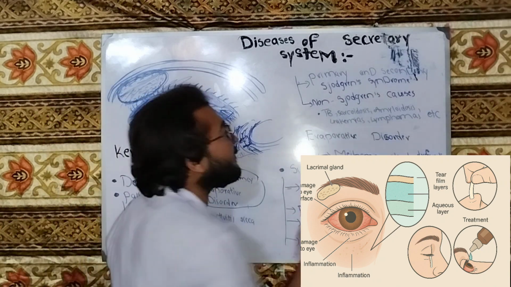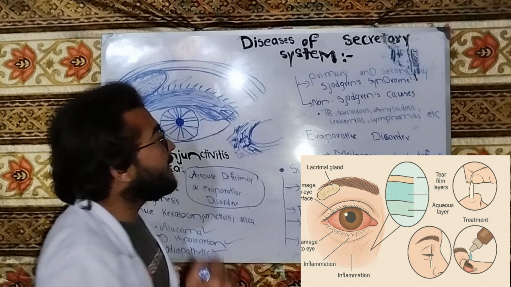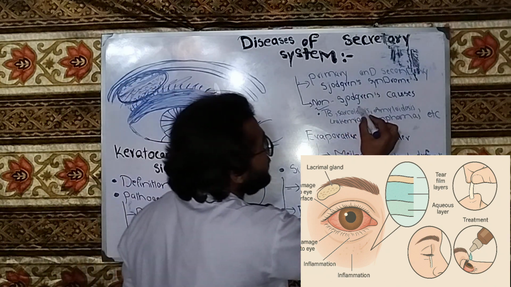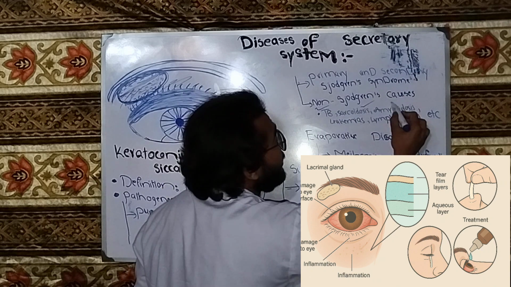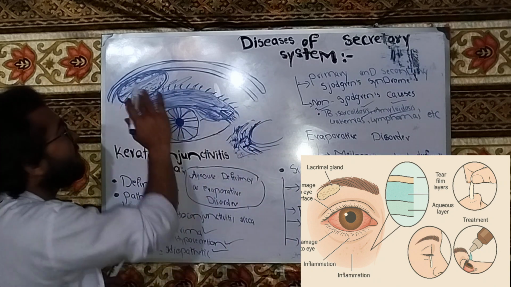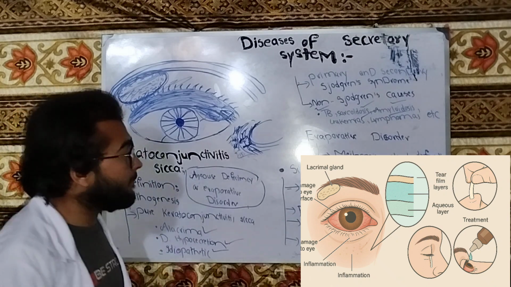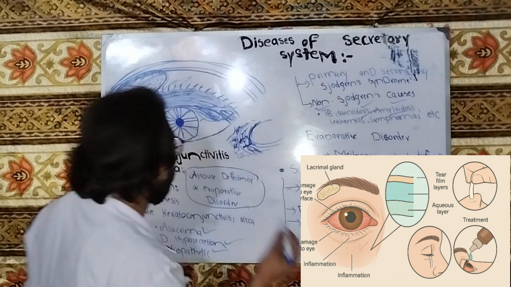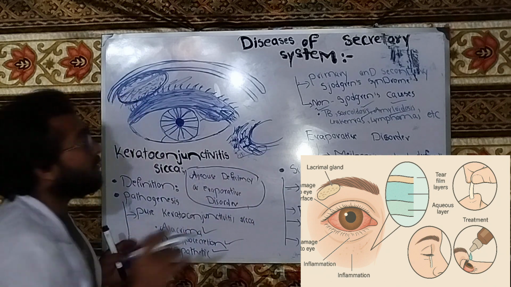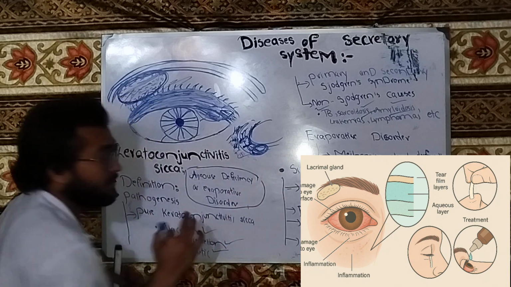The third one is the non-Sjögren syndrome causes. It can be TB. TB can affect the lacrimal gland. Sarcoidosis can affect the lacrimal gland. Amyloidosis, leukemias, lymphomas, etc. can all affect the lacrimal gland and induce hyposecretion. These were the causes of why the aqueous part is not being produced sufficiently.